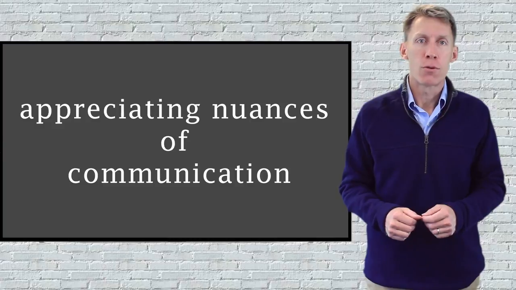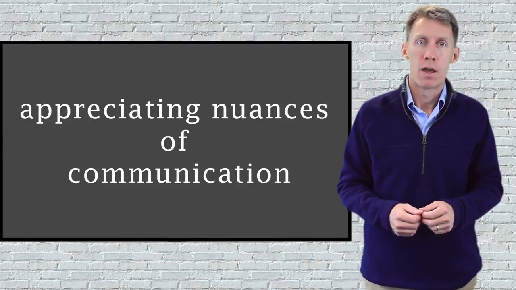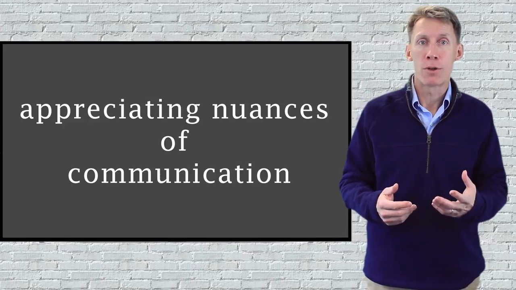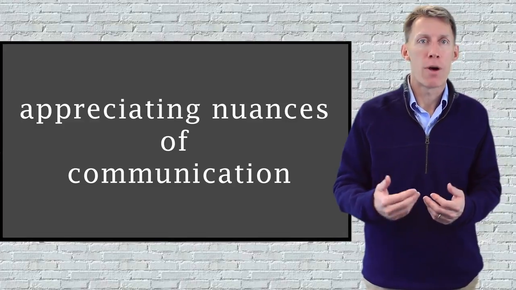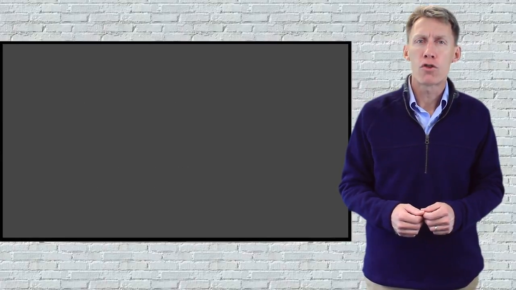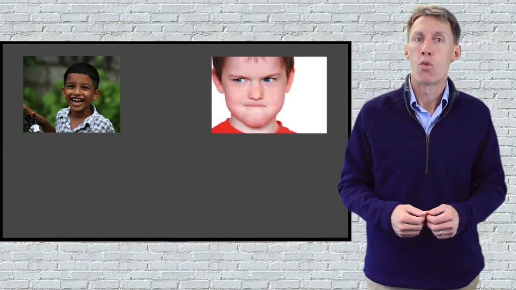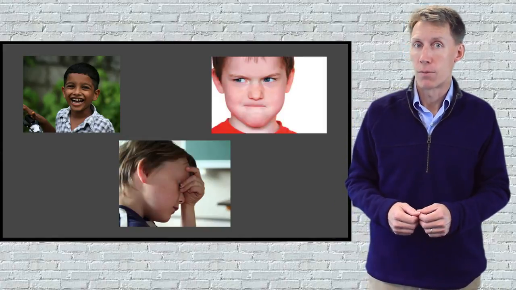Students with social cognition problems are often confused by these nuances of communication. They might be very literal in their interpretation and not appreciate other possible meanings of words, phrases, and sentences. Social information can be nonverbal, such as reading facial expressions and body language, as well as recognizing emotions in others.